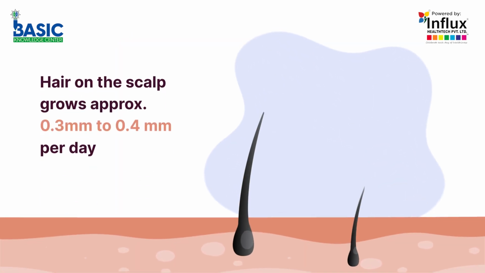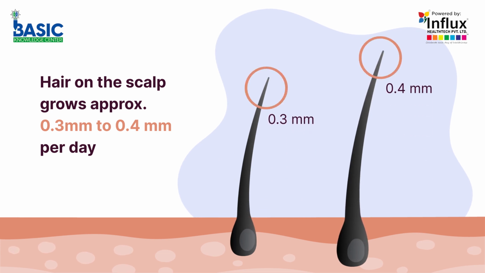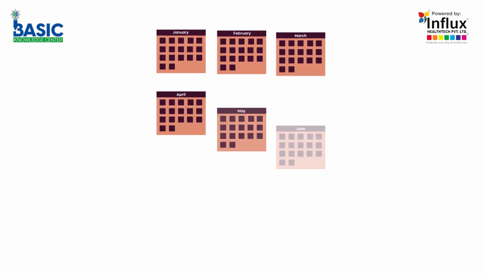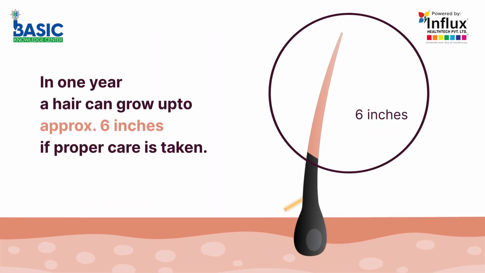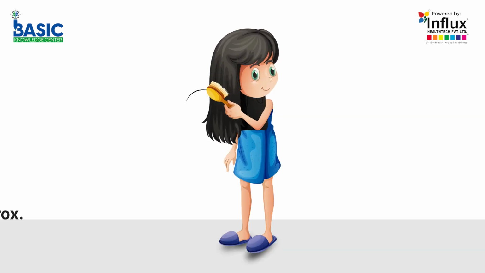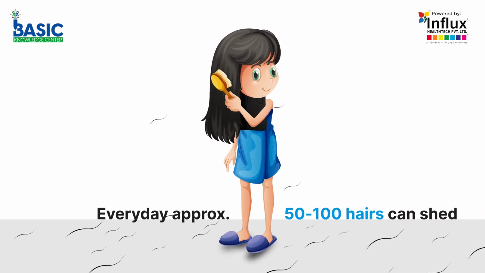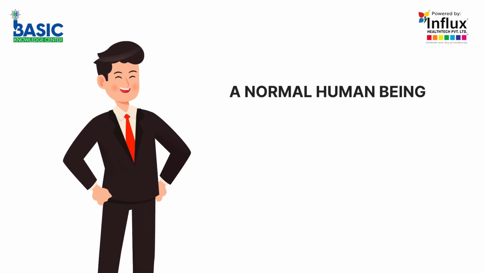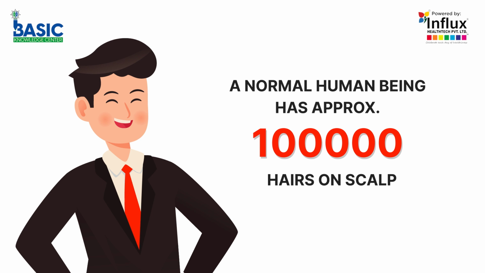Hair on the scalp grows approximately 0.3 millimeters to 0.4 millimeters per day. So, in 1 year, a hair can grow up to approximately 6 inches if proper care is taken. Every day, approximately 50 to 100 hairs can shed, which is quite normal, and a normal human being has approximately 100,000 hairs on the scalp.